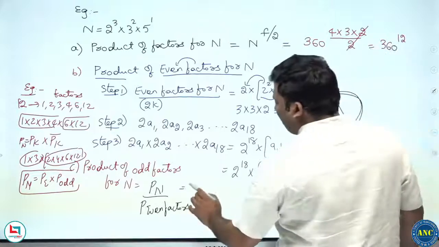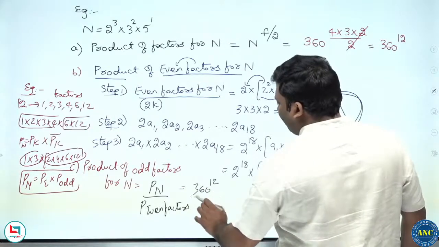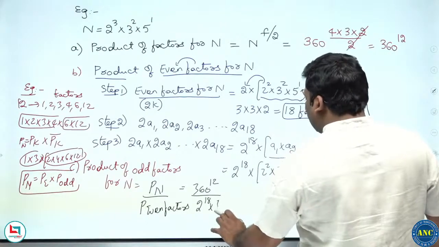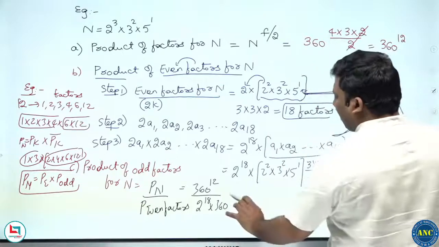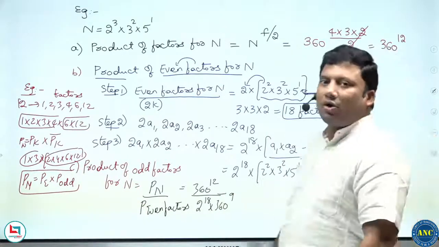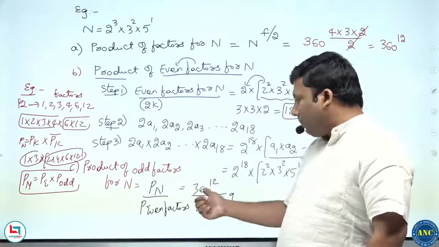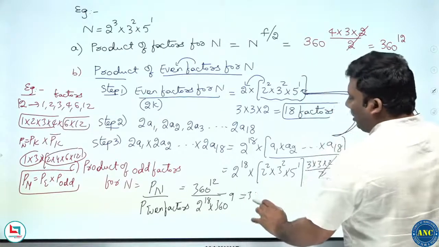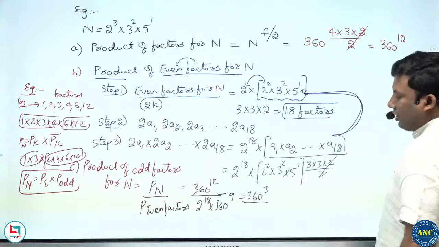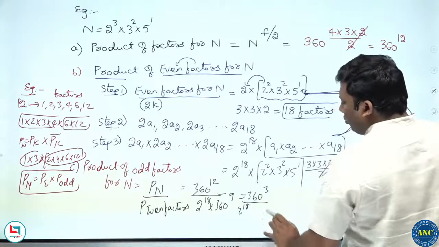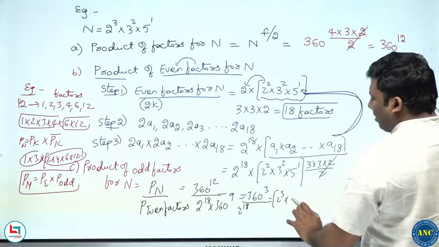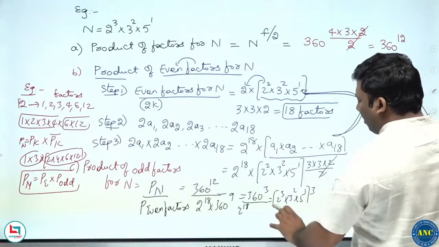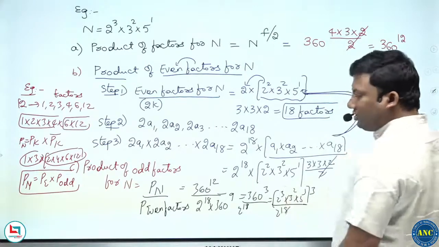Product of factors is given by 360 power 12 divided by product of even factors, which is given by 2 power 18 into 360 power 9. I hope the idea is clear. 360 power 12 divided by 2 power 18 into 360 power 9, which is written as 360 power 3 divided by 2 power 18. 360 is 2 power 3 into 3 square into 5 power 1, whole power 3, divided by 2 power 18.